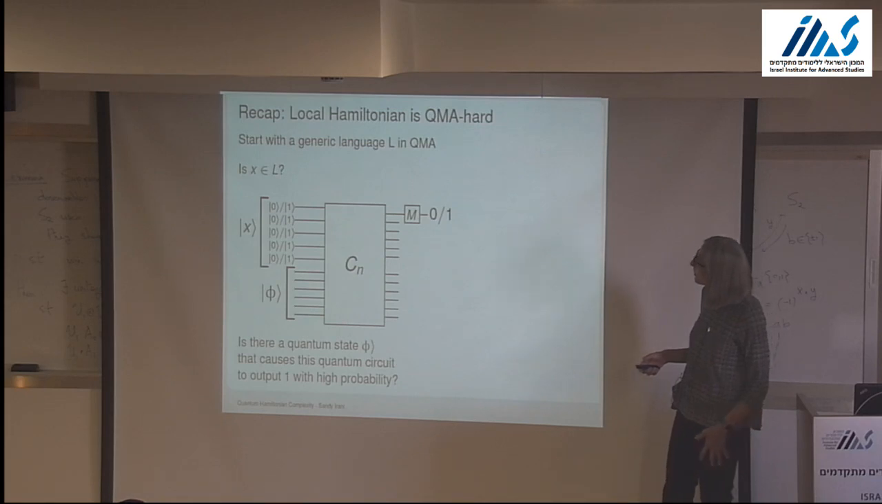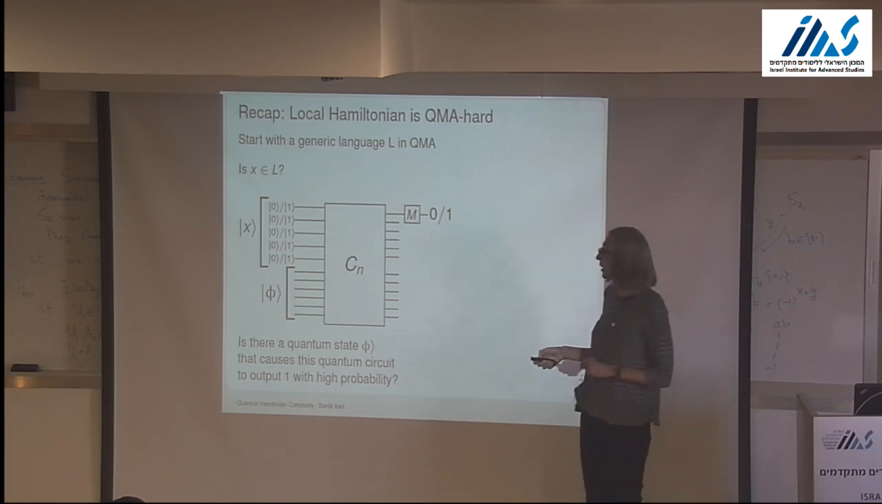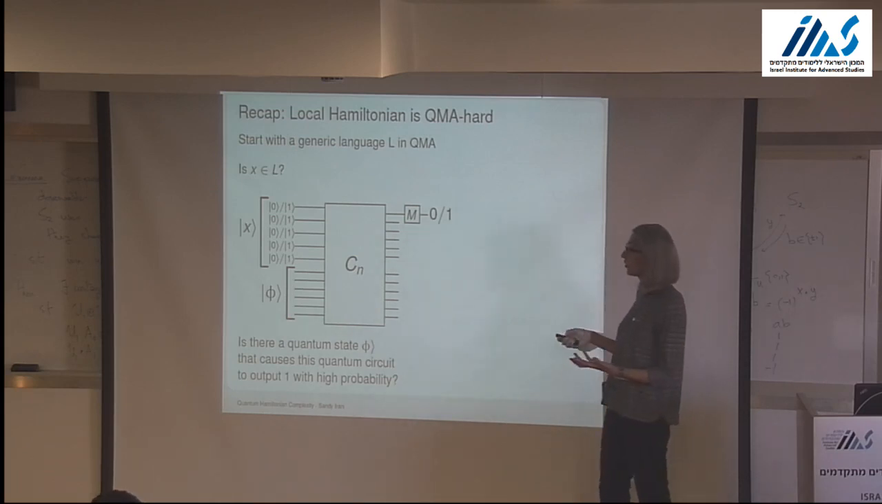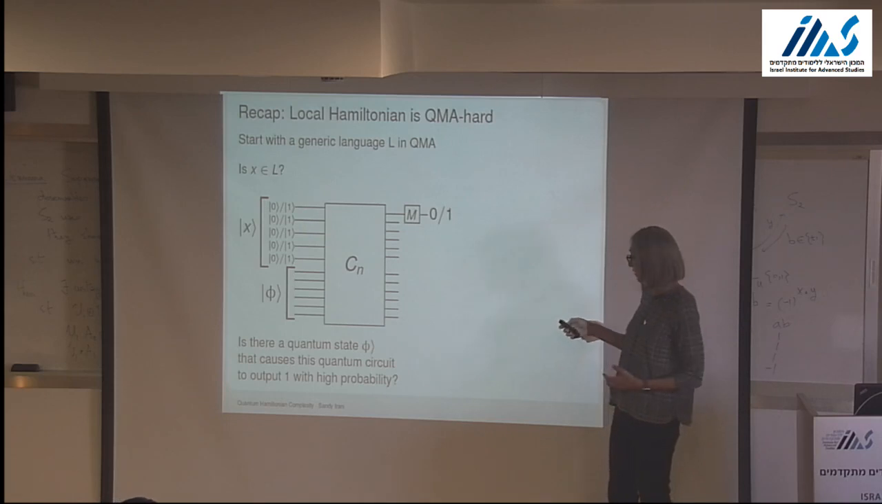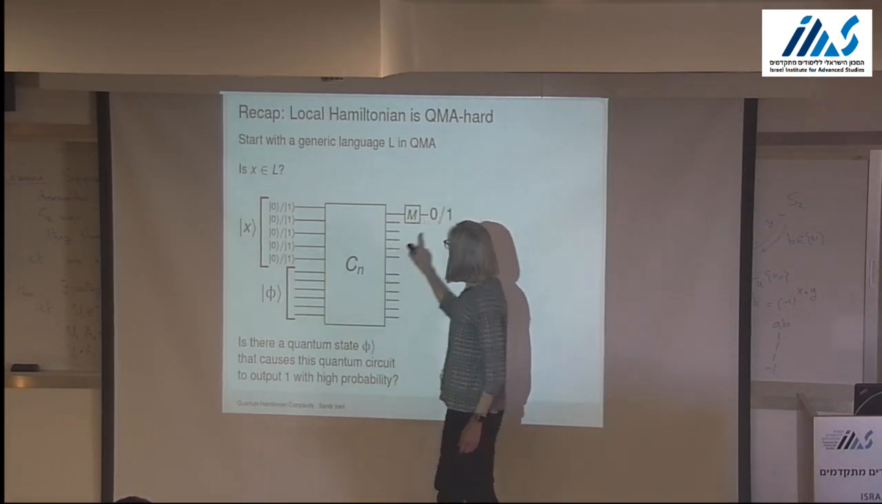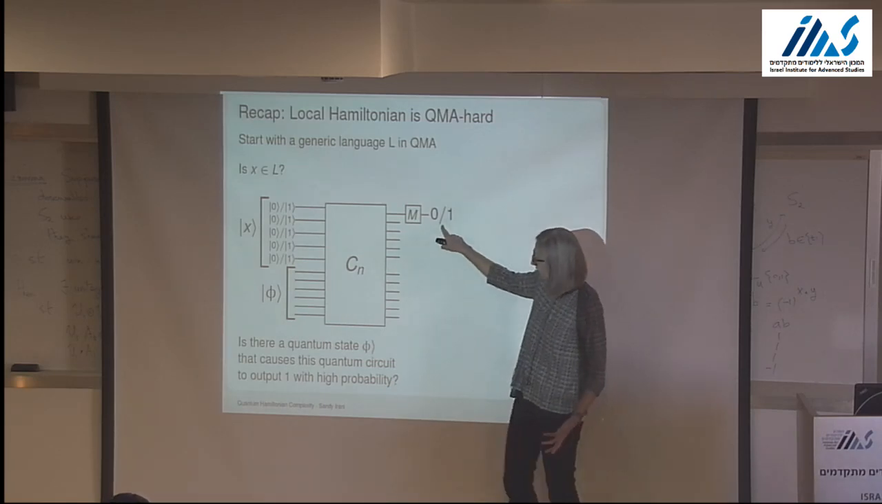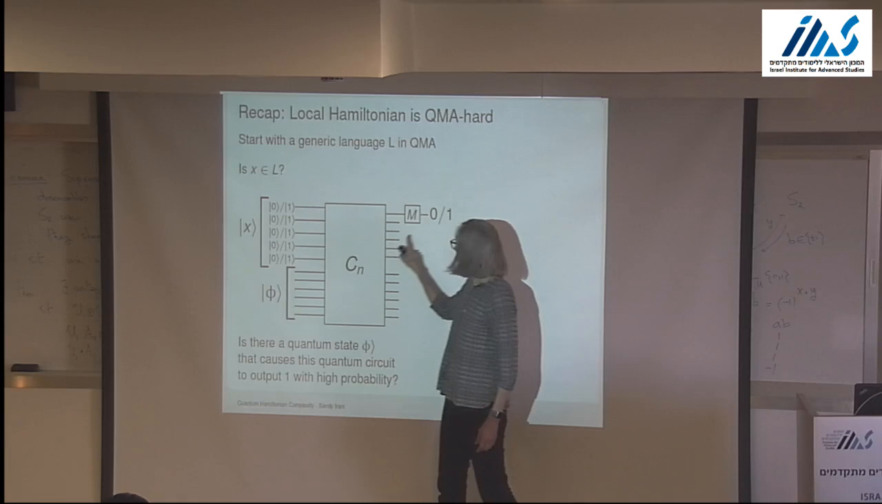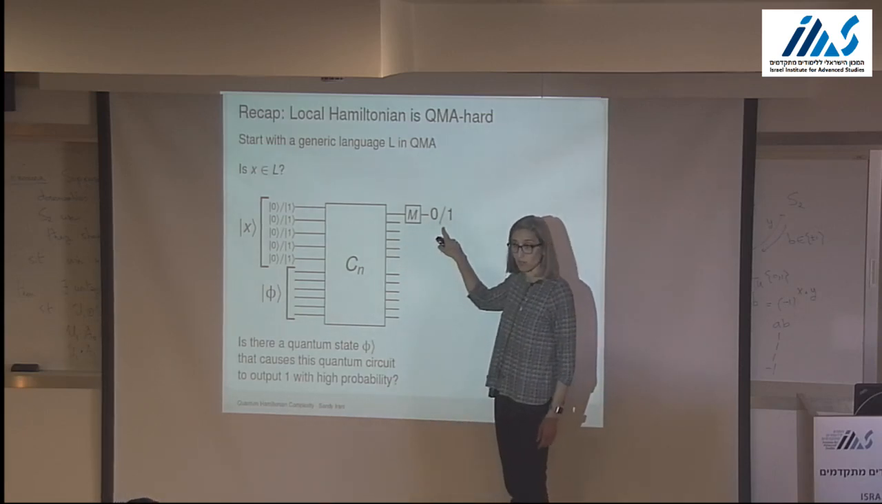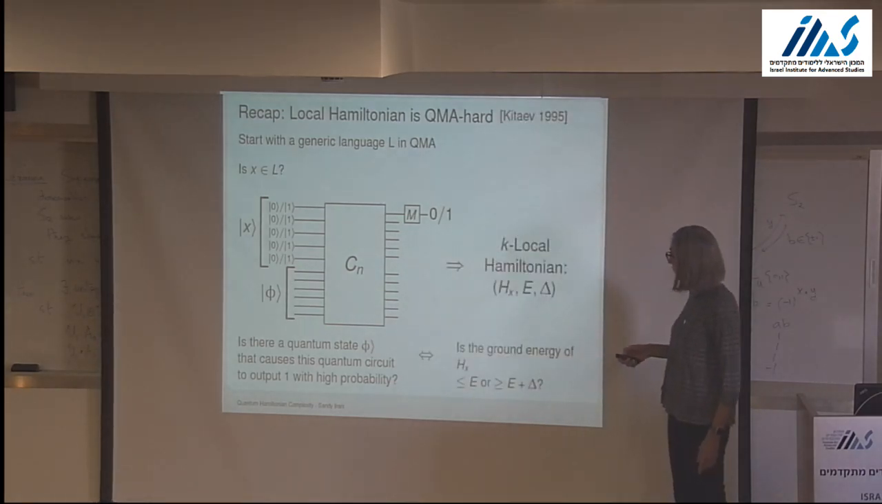And then for hardness, what we want to do is start with a generic language in QMA. Okay, what do we know about it? Well, if it's in QMA, then there's some verifier circuit such that if X is in the language, then there exists a quantum witness that when we measure, we get one with probability at least 2/3. If X isn't in the language, no matter what I put in here, the probability of acceptance is bounded from above by 1/3.